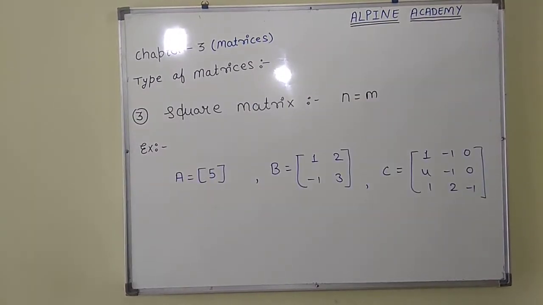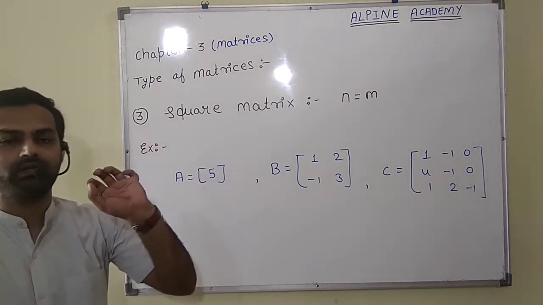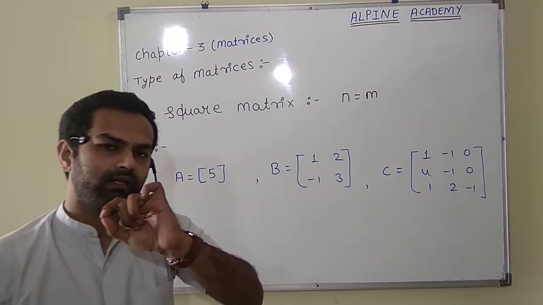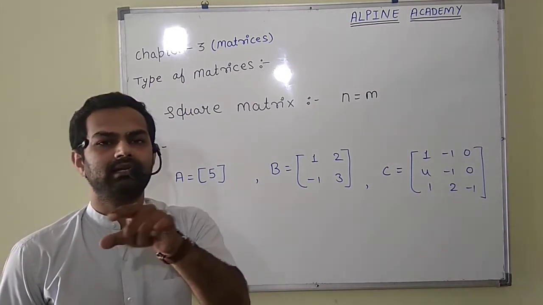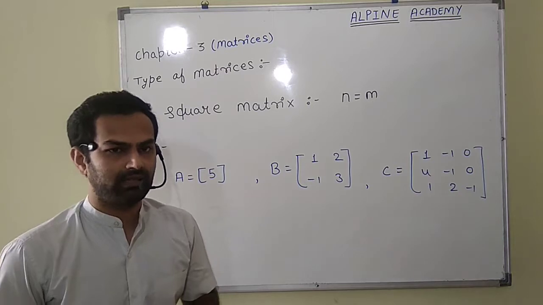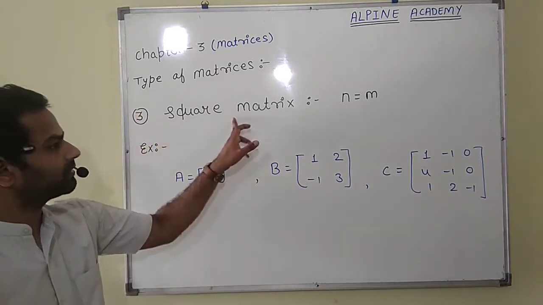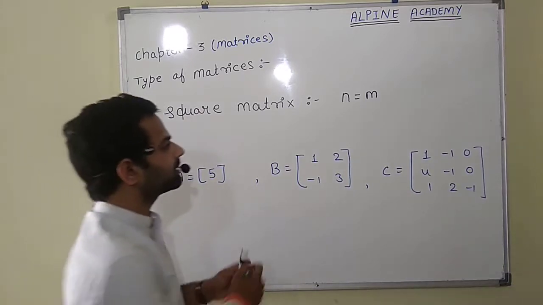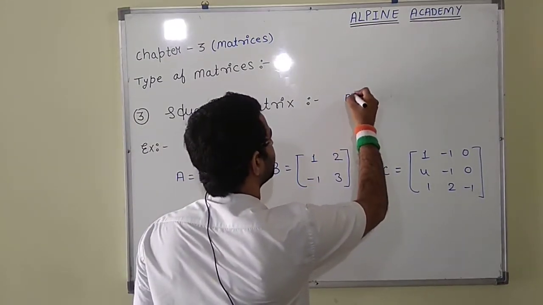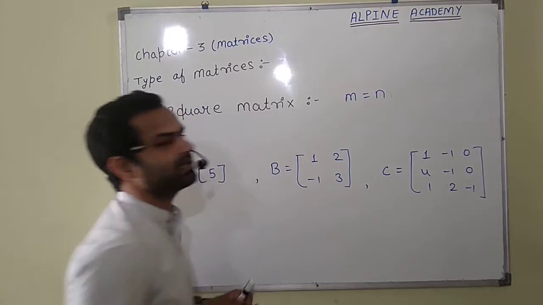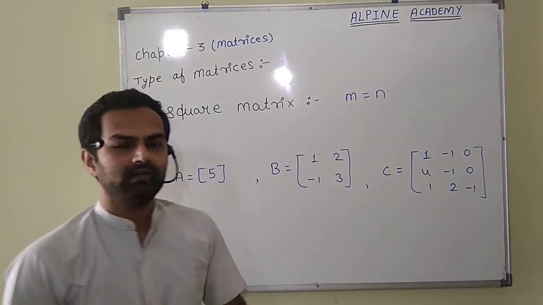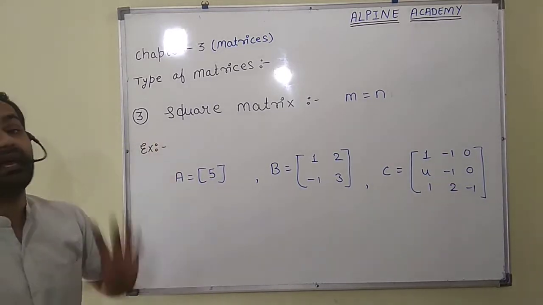The third type is the square matrix. It is clear from the name. What is the meaning of square? A square is a geometrical figure whose sides are all equal. In the case of a matrix, if the number of rows is equal to the number of columns, that is m is equal to n, where m is the number of rows and n is the number of columns, then we call it a square matrix.